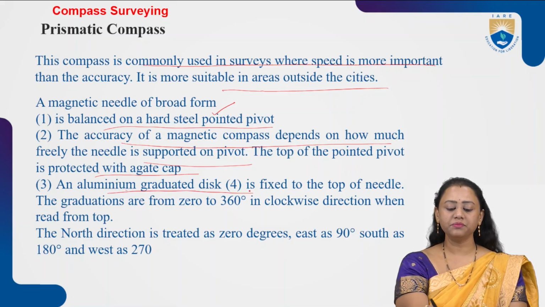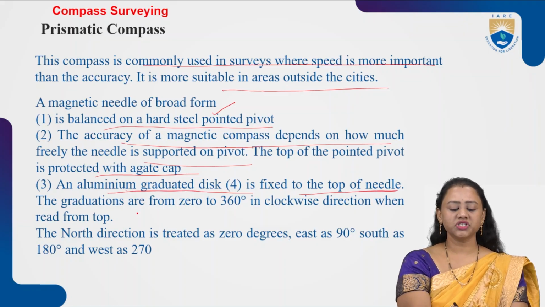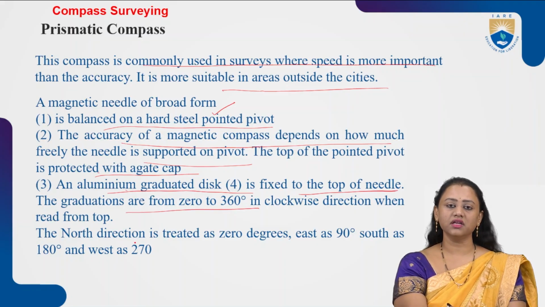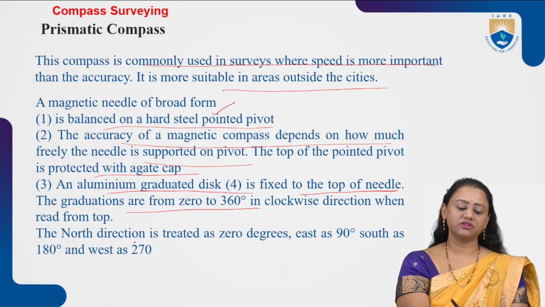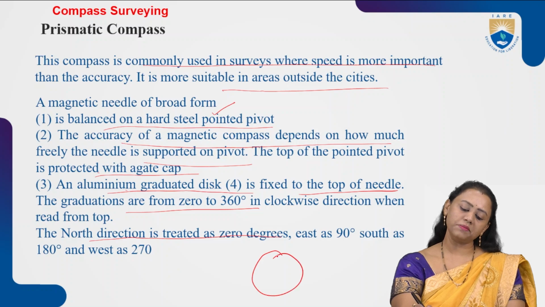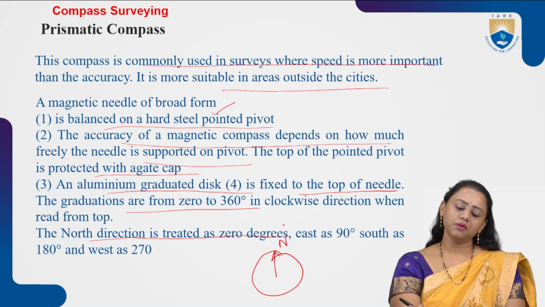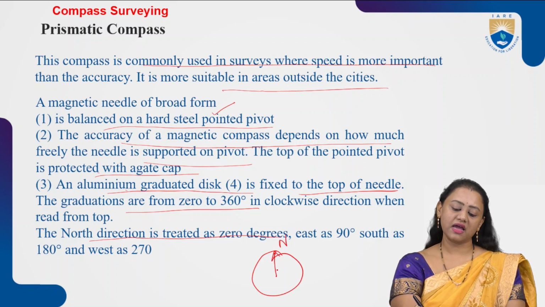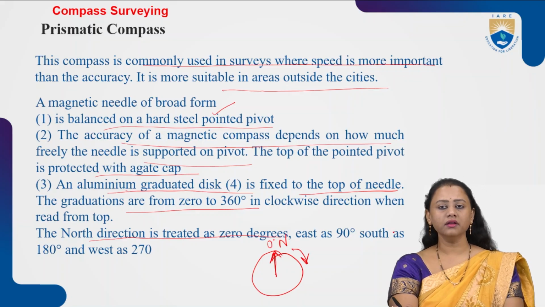There is an aluminium graduated disc which is fixed on top of the needle. The graduations are from 0 to 360 in clockwise direction, and the north direction is treated as 0 degrees. So we are taking all measurements from the magnetic north. So this angle, this is treated as the 0 point or 0 degrees. From here all measurements are taken.